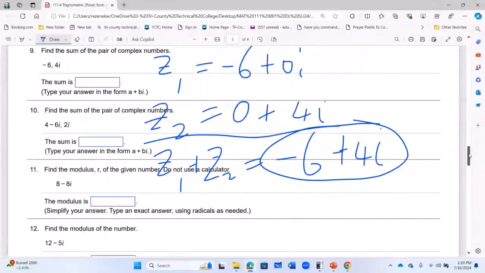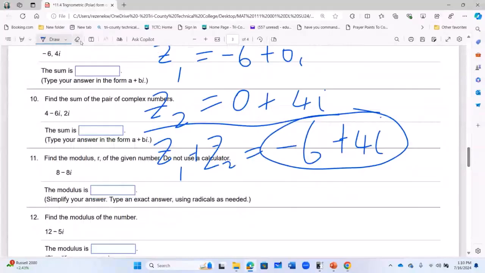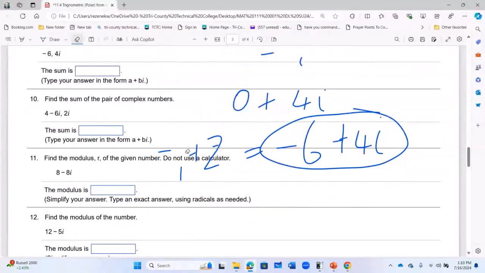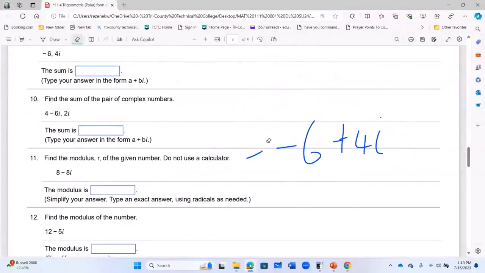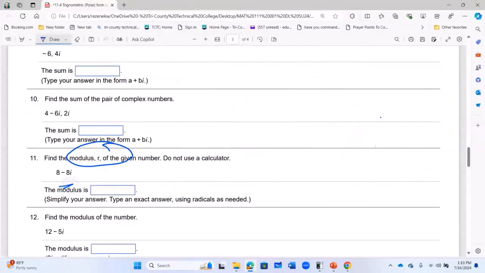Find the modulus. Remember that the modulus is the same as the radius, or the absolute value. Okay, so I want to find the modulus. Okay, this is the one. Find the modulus. So the modulus of this complex number, if you like, you can graph it.